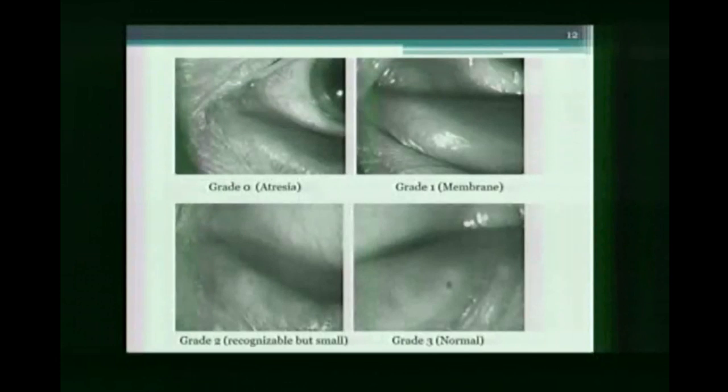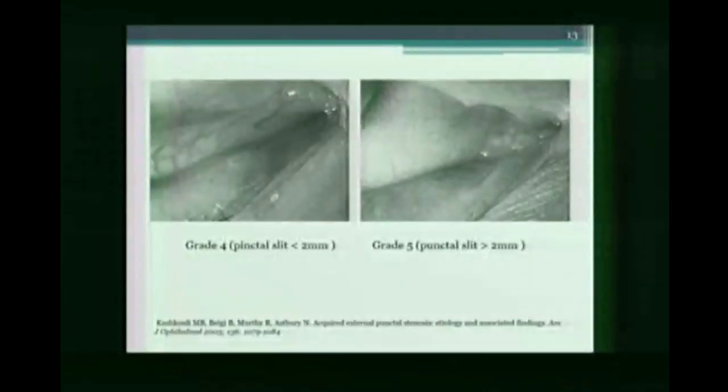These are the sketches or photos from the same original article by Kashkouli. This is grade 0, in which there is atresia; you can't see any punctum here. Grade 1, there is a punctum, but there is a membrane over it. Grade 2 is a recognizable punctum, but small, and this is grade 3, which is normal. Grade 4 is a punctal slit that is less than 2 millimeters, and grade 5 is a punctal slit that is more than 2 millimeters.